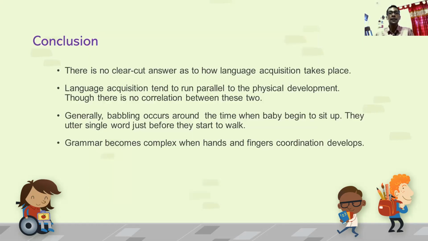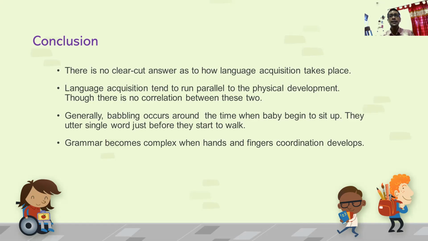Okay, conclusion. Actually, we have already discussed the 4 stages, which are very important for child language acquisition or child language development. Now I'm going to conclude this session. There is no clear-cut answer as to how language acquisition takes place. These are only some hypotheses. There is no real fact behind this. Language acquisition tends to run parallel to physical development, though there is no correlation between these two.